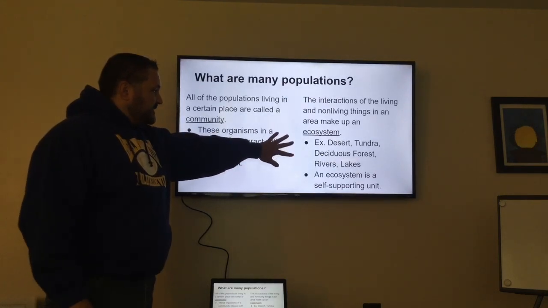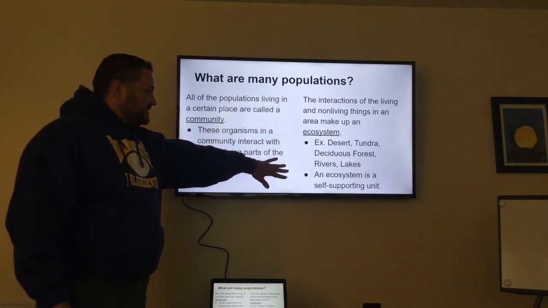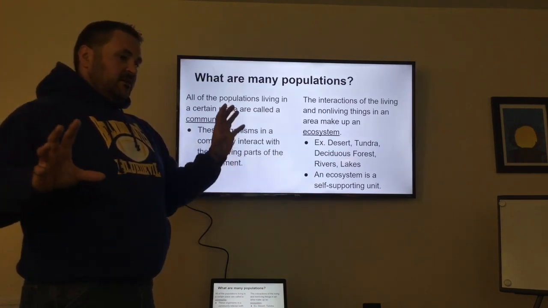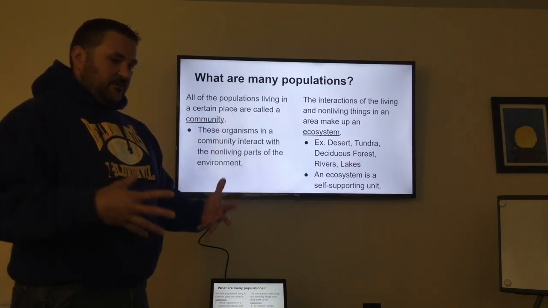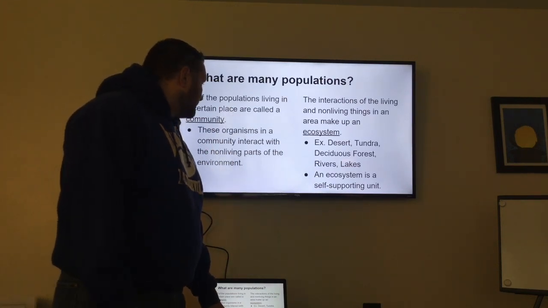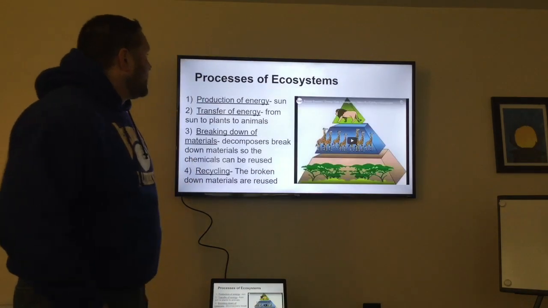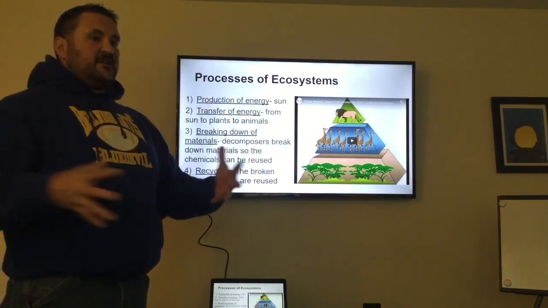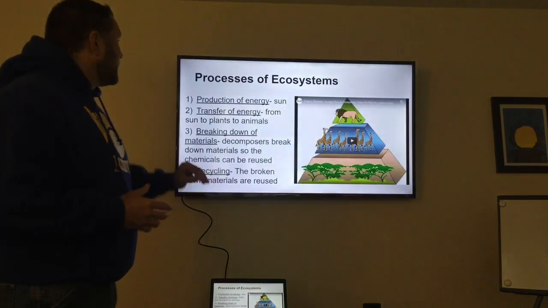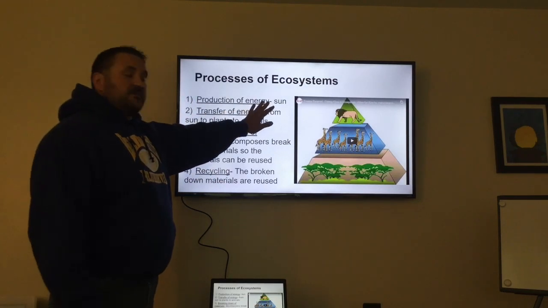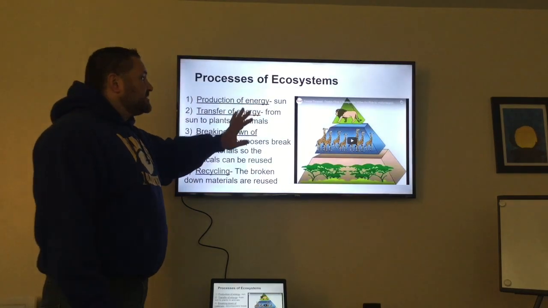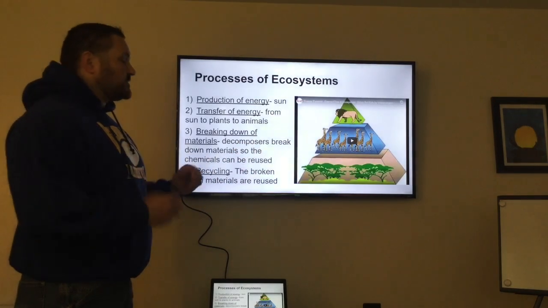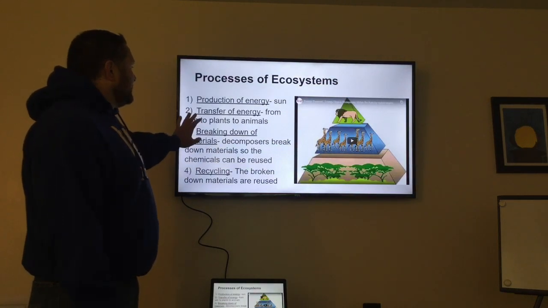Rivers and lakes count as ecosystems. And an ecosystem is self-supporting, meaning an ecosystem has to have energy and all of the things going on there, and it doesn't need input from other sources. Processes of ecosystems: there are things that have to go on for that ecosystem to be self-sustaining. There's got to be energy. Most of our energy on Earth comes from the sun. Some places at the bottom of the ocean have chemosynthetic bacteria that can actually use sulfur compounds from the Earth. There's that transfer of energy.